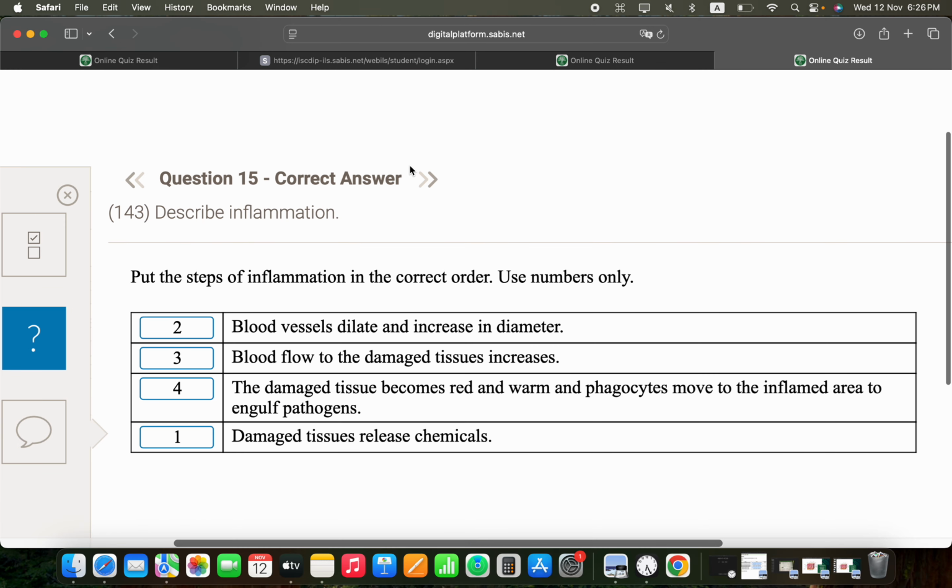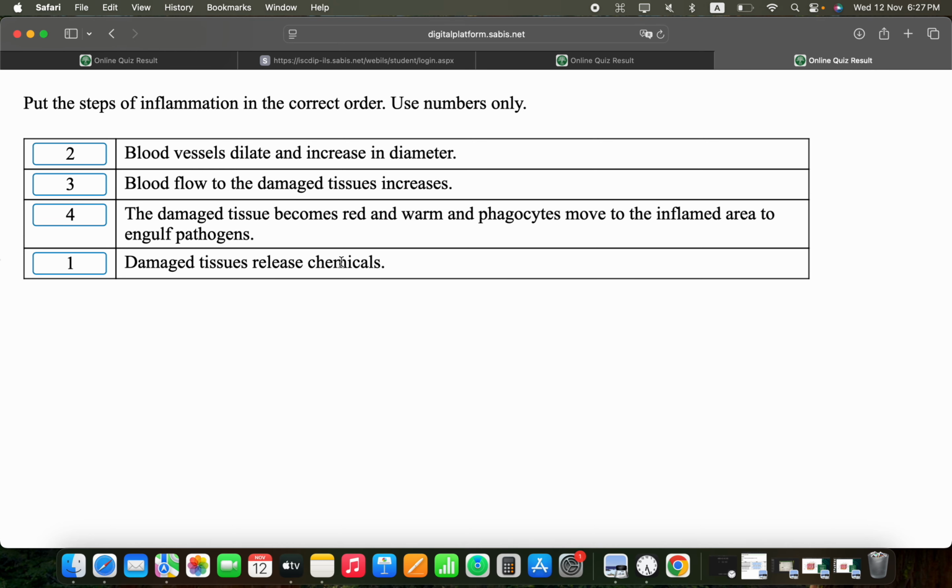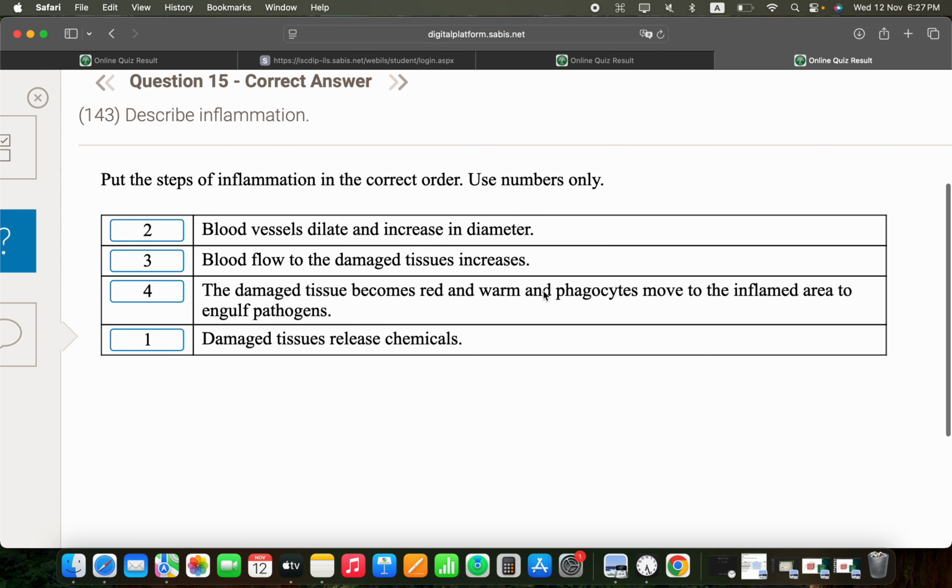So, describe inflammation. The first thing that happens is damaged tissues release chemicals. The second thing is blood vessels dilate and increase in diameter. The blood flow to the damaged tissues increases after that, followed by the damaged tissue becoming red and warm, and the phagocytes move to the inflamed area to engulf the pathogens.